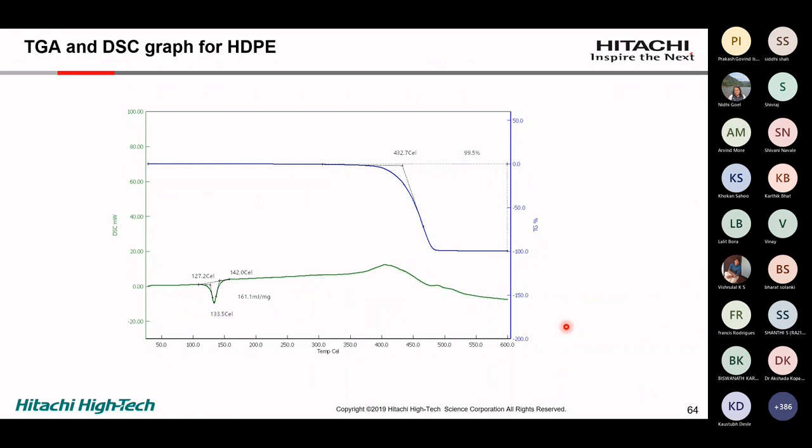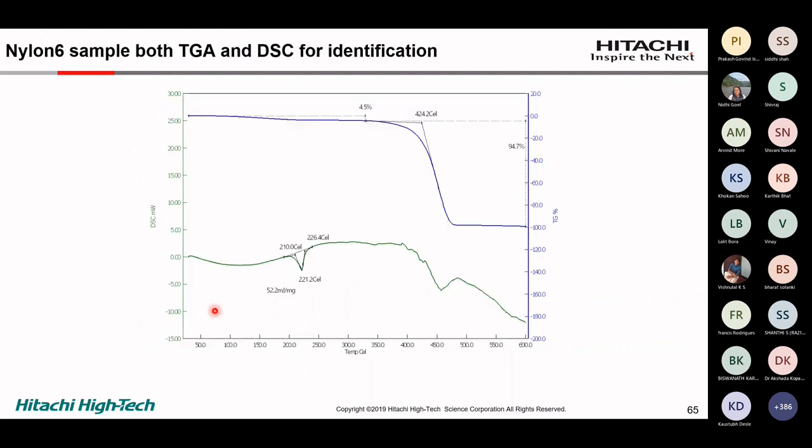Another application of TGA is, you can see over here, the decomposition of HDPE. And many times you are not interested only in HDPE decomposition, but if you want to quickly identify whether it is really HDPE or not, just actuate the signal of DSC and TGA, and you can quickly identify, yes, it is HDPE on the basis of the melting transition.